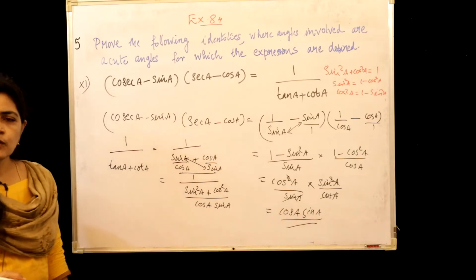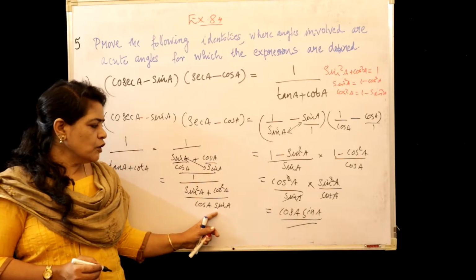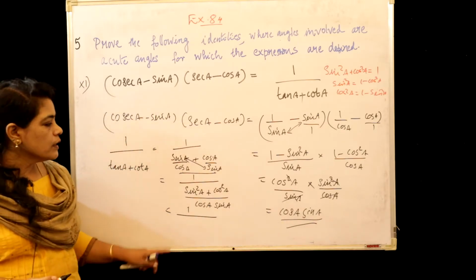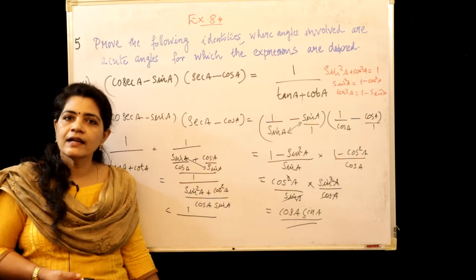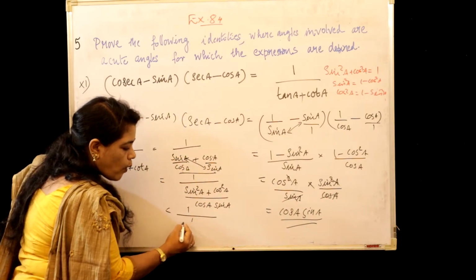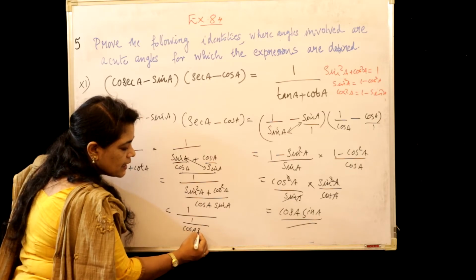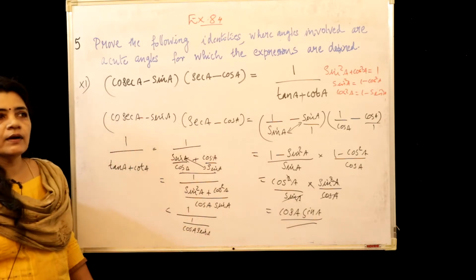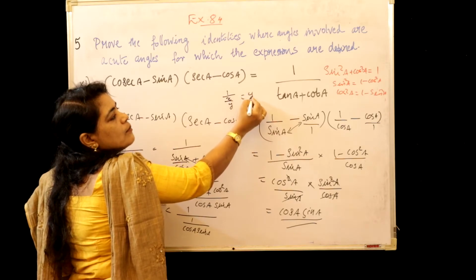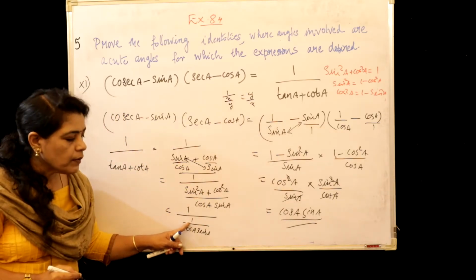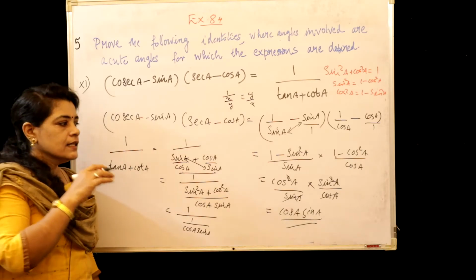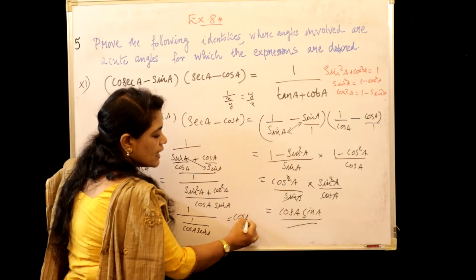Isn't it? What can be the next step, children? See this, the numerator of this fraction, that means you have 1 divided by, what is sin square A plus cos square A, children? Identity 1, sin square A plus cos square A is 1. So 1 divided by 1 by cos A sin A. What is 1 by x by y? That is reciprocal, that is y by x. The same way, 1 divided by 1 by cos A sin A, take the reciprocal, that means you will have cos A sin A.